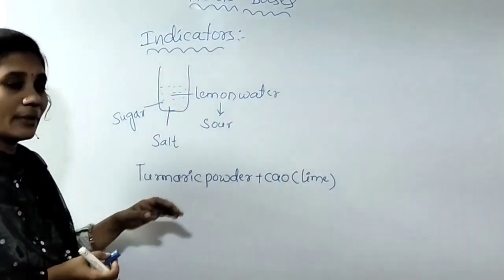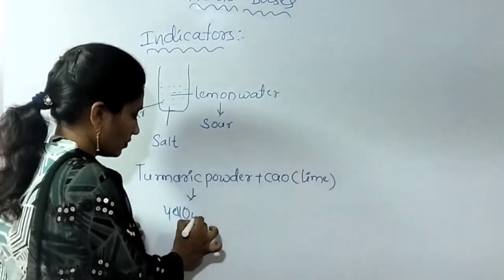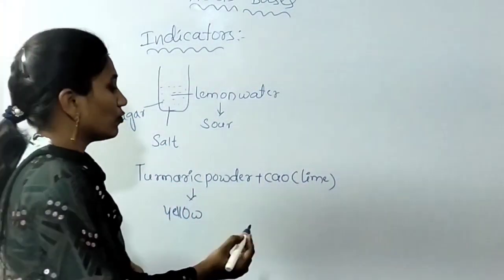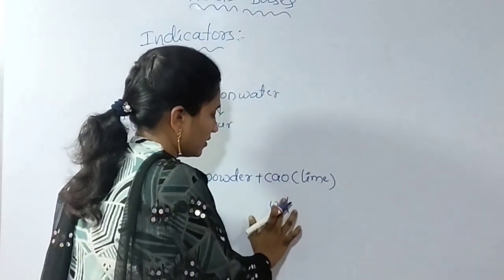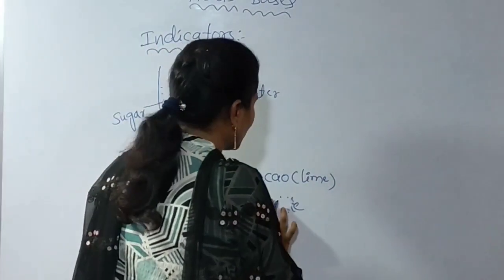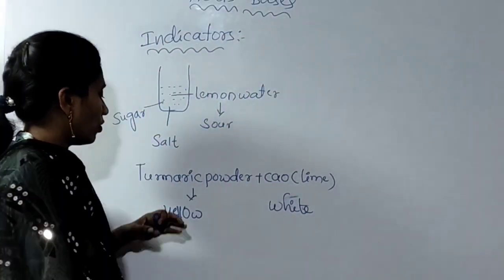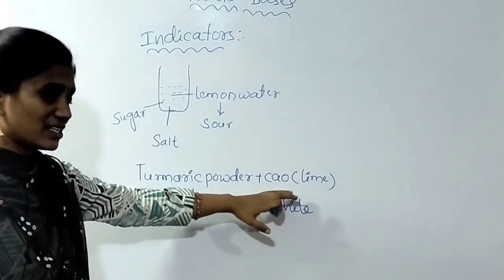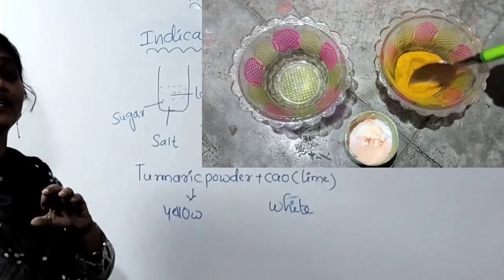Initially the color of turmeric powder, we know, is yellow. Then what about the calcium oxide? It is white in color. So when this yellow turmeric powder and white calcium oxide get mixed with each other, we will get a red color solution.